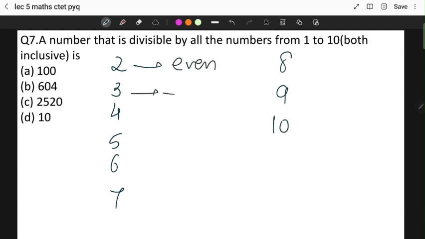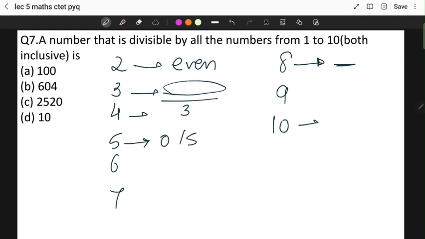The divisibility test of 3 is what? Take the summation of all the digits and check if it is divisible by 3. For the divisibility test of 4, we have to check the last 2 digits. For the divisibility test of 8, we have to check the last 3 digits. For 5, the last digit should be 0 or 5. In case of 10, the last digit should be 0. In case of 9, take the summation of all the digits and check if it is divisible by 9. In case of 6, it should follow the divisibility tests of 2 and 3. We have already learned all this.